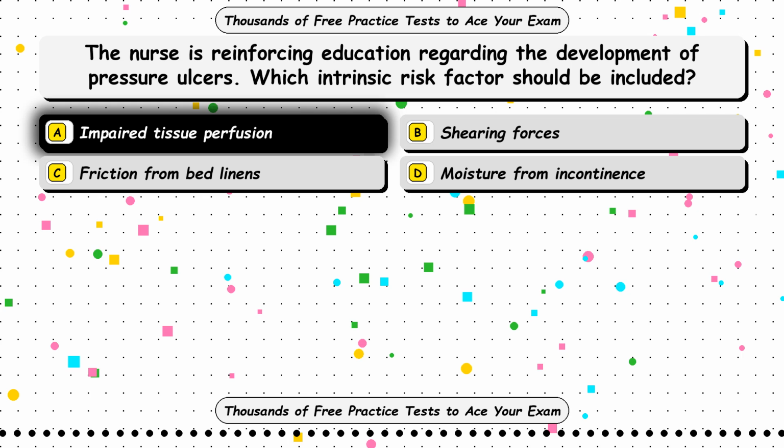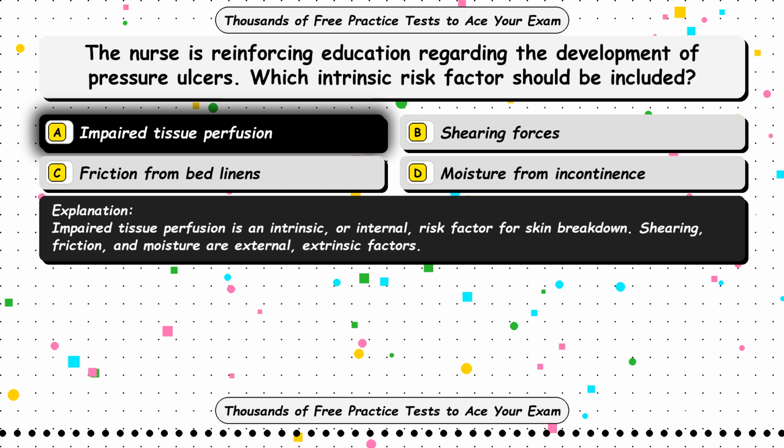The correct answer is option A, impaired tissue perfusion. Impaired tissue perfusion is an intrinsic, or internal, risk factor for skin breakdown. Shearing, friction, and moisture are external, extrinsic factors.